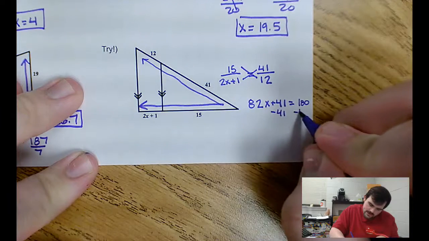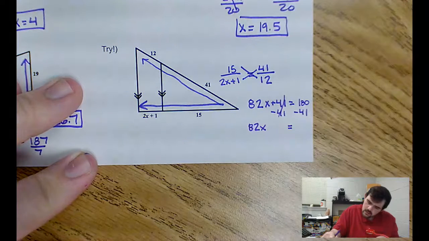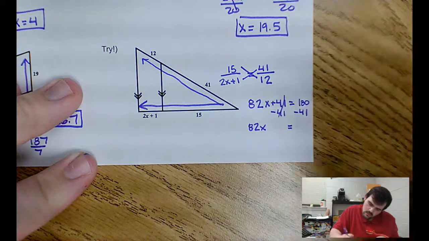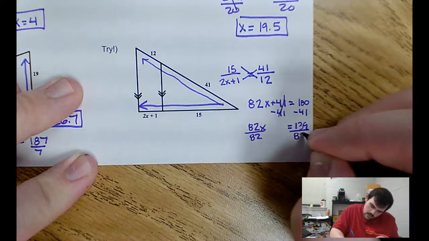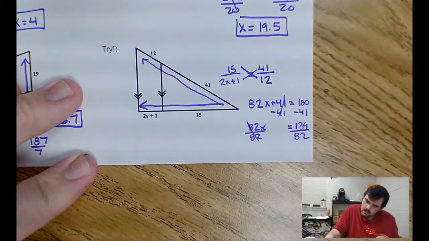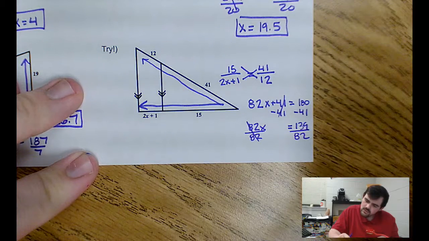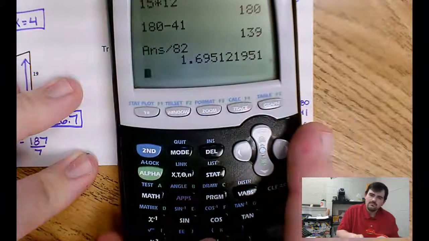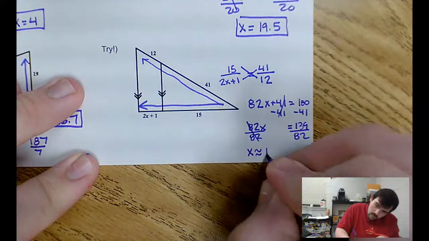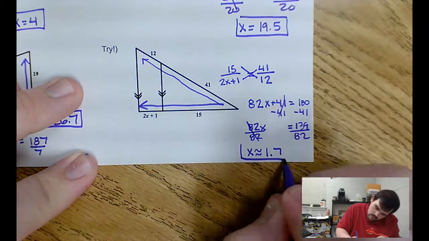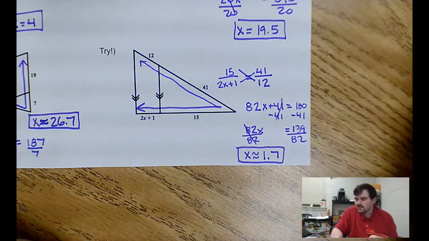Subtract 41 from both sides to get 82x equals 139. And then divide by 82. And that's where the weird decimal comes in. We get a beautiful 1.69512191. So I'm going to round that to 1.7. If it doesn't say what to round to, just round it to the nearest tenth.